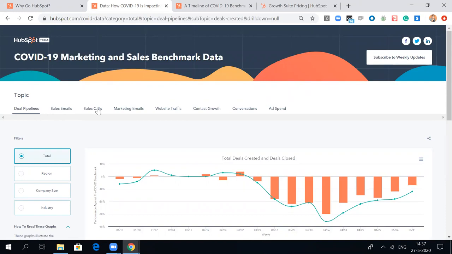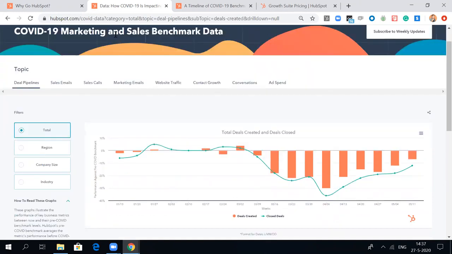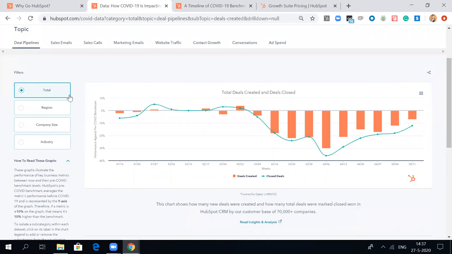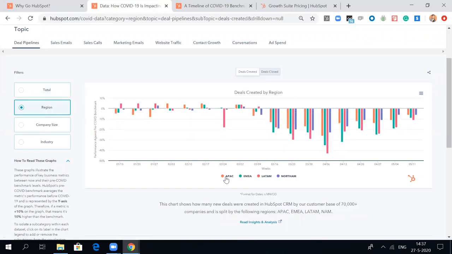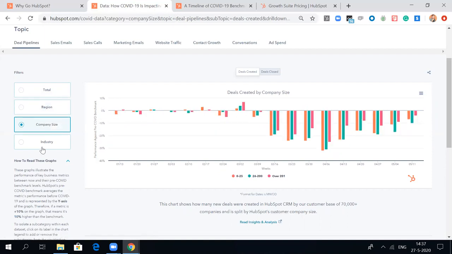And then on the marketing side, we can look at how email marketing performed for our customers during COVID. What happened to website traffic, lead generation, and also looking at, for example, ad budgets. So first of all, we're going to look at the sales pipeline development. We have here the total numbers. We can also divide this by region, which would be Europe, APAC, North America, and South America. But we can also divide it by company sizes and industries.